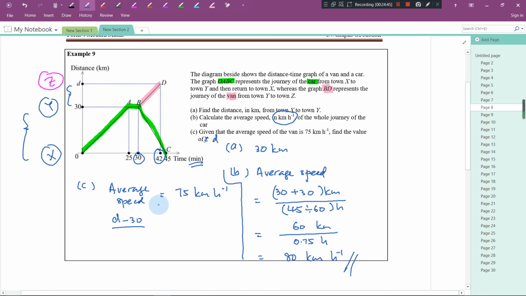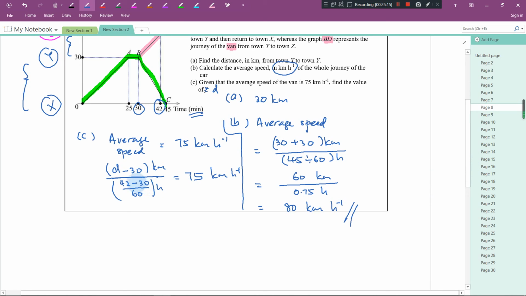But this is minutes, right? 42 minus 30 minutes. So it's better I write the unit first. This is kilometers and this is minutes. But the question gives us kilometers per hour, so we have to divide it by 60, and then we get hours. So this will be equal to 75 kilometers per hour.